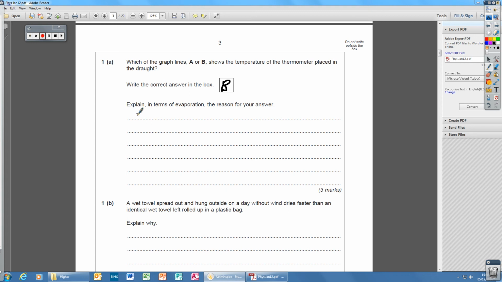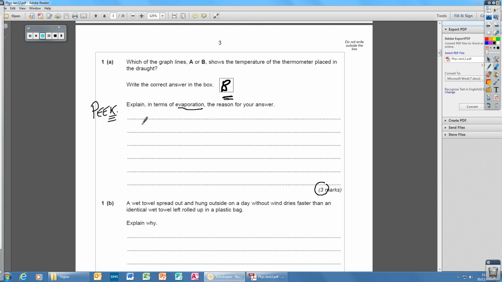There we go. Right, okay, so explain in terms of evaporation the reason for your answer. Okay, now there are 3 marks here. So in terms of exam technique, I imagine they're going to give me 1 for doing that. So let's try and explain this with 2 points. So to begin with, I'll just state, if I'm thinking of peak here, so point, evidence, explanation, and for us, keywords.